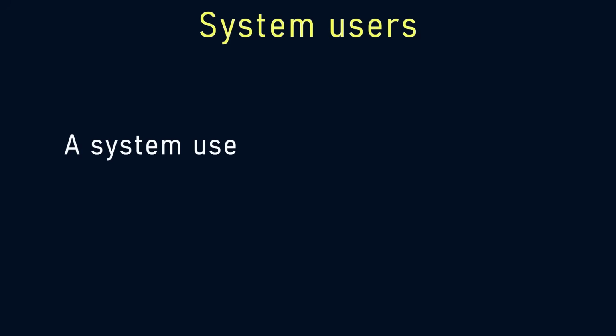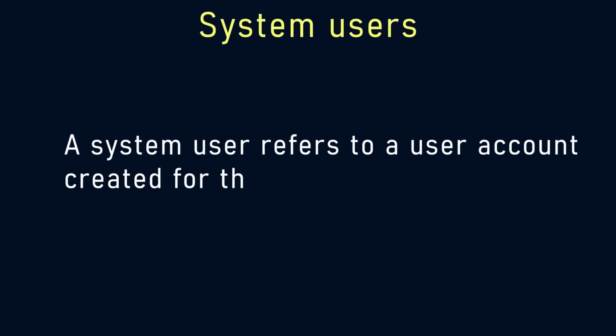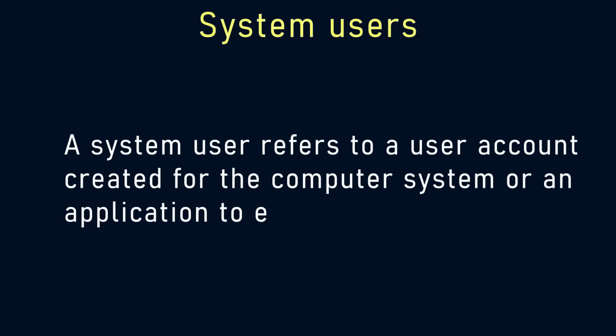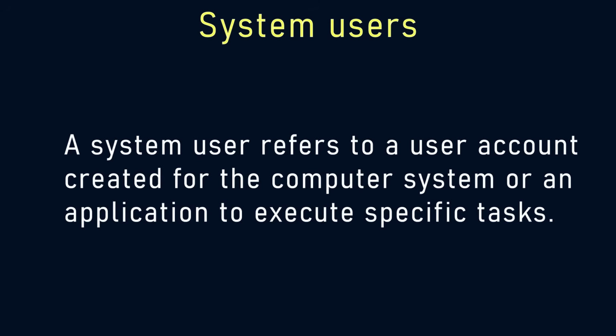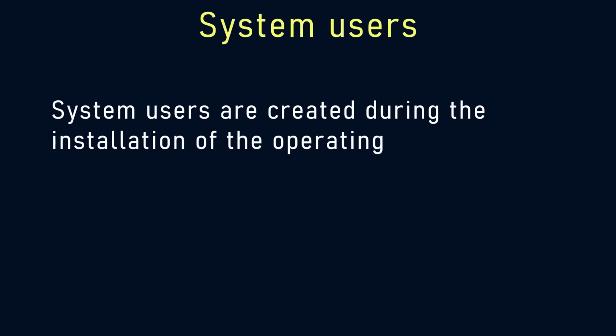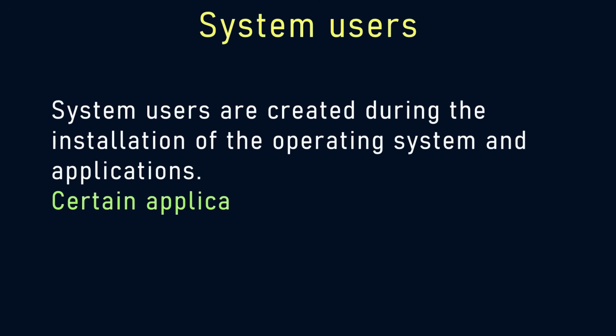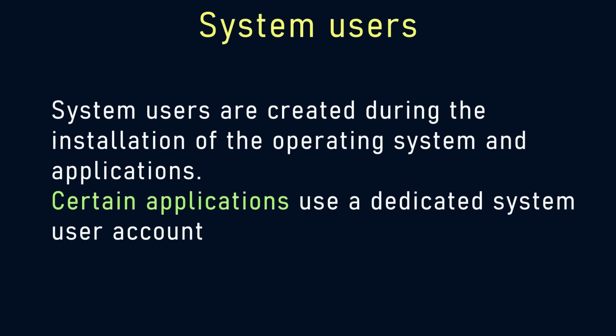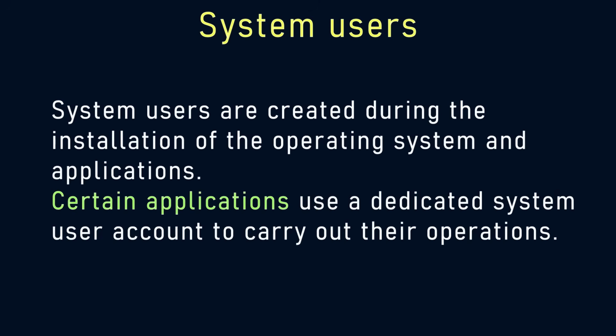A system user refers to a user account created for a computer system or an application to execute specific tasks or functions. System users are created during the installation of the operating system and applications. Some applications use a dedicated system user account to carry out their operations. System users typically run in the background. They are not directly relevant to your day-to-day tasks.